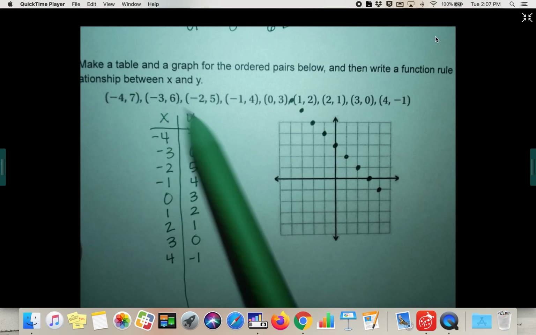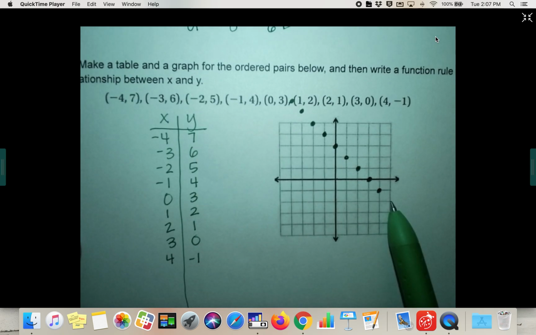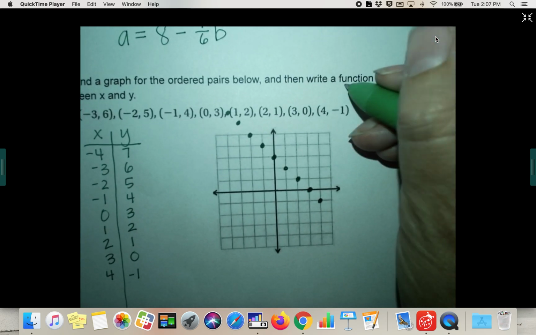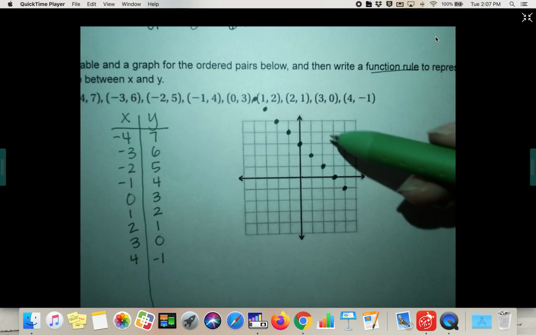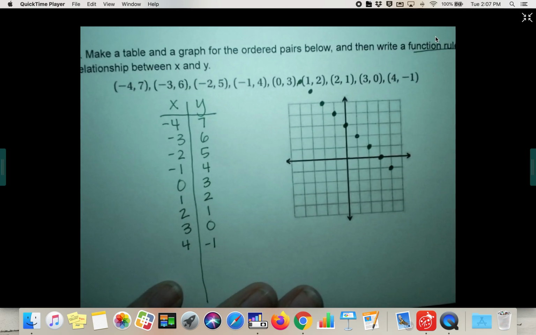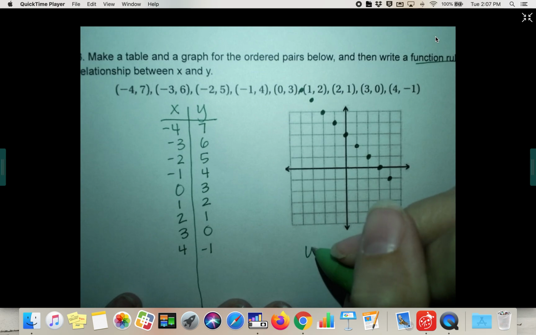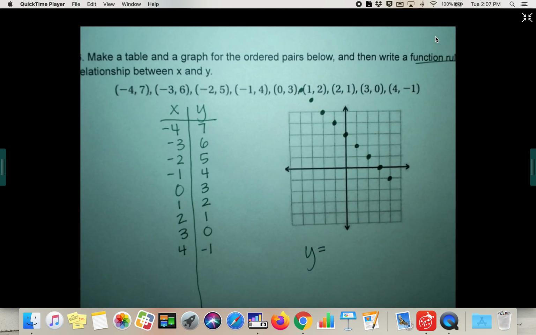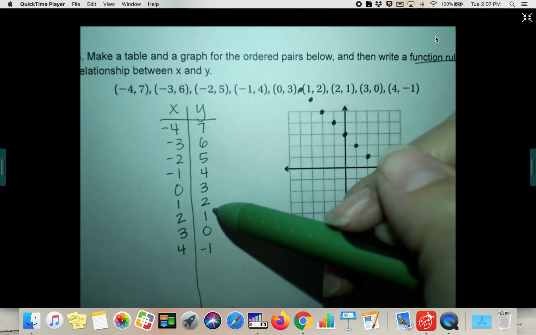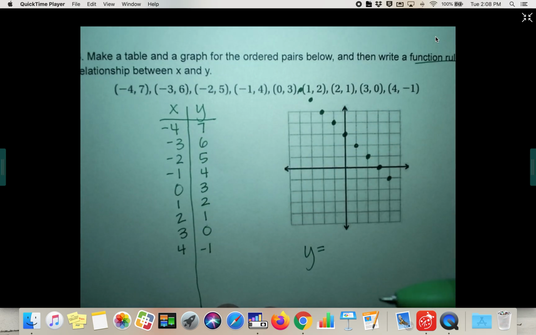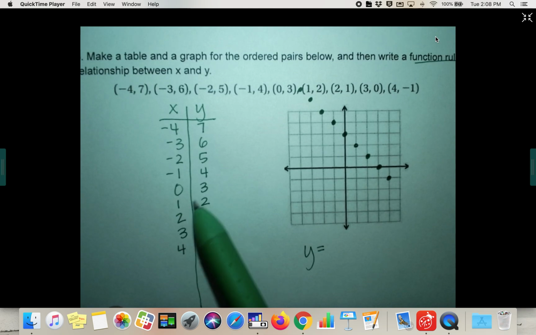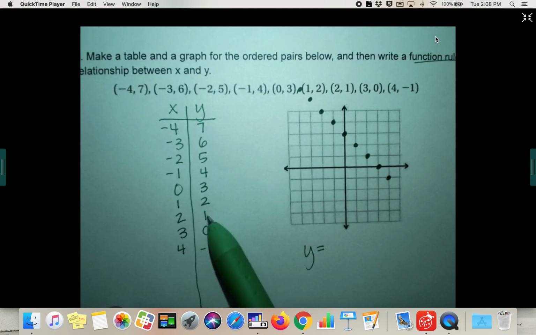Now that we have written a table out, we've written a graph out, then it says write a function rule. So if you guys watched one of the previous videos, we talked about how I personally think the easiest way to write a rule is to see what the y's are changing by over what the x's are changing by. You might see it. You might go, well, I know 0, 3, so that means we're adding 3. But that doesn't work here. That doesn't work here. That doesn't work here. So it's going to be just more than that.